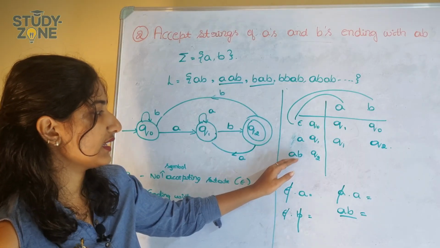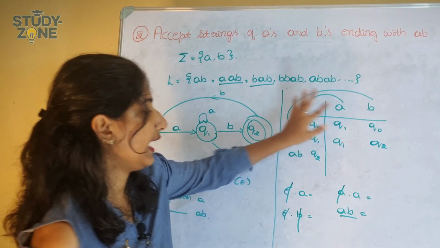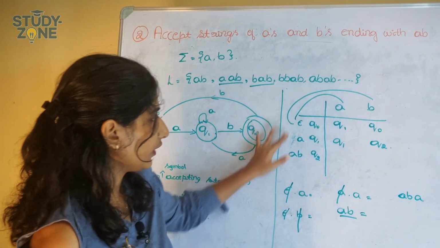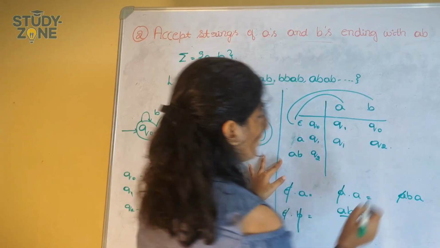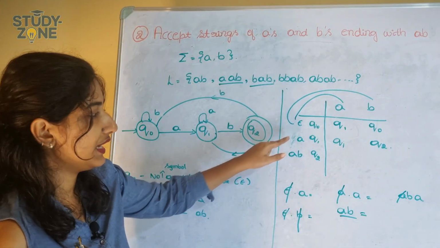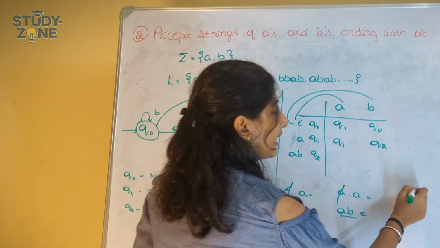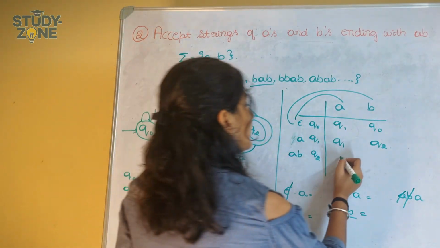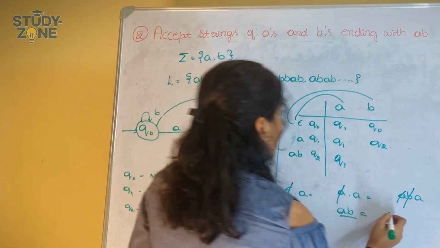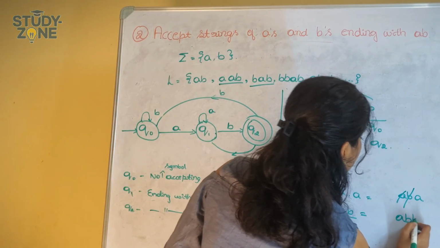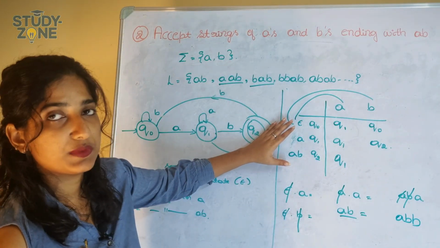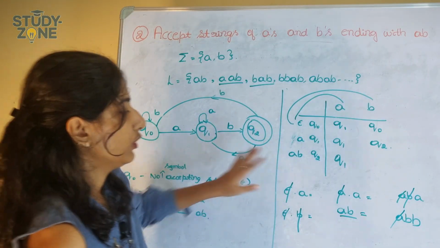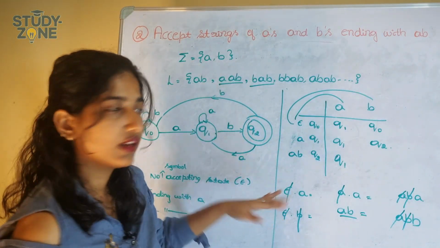Is there any state that is accepting ABA? No. Cancel out the first term. Is there any state that is accepting BA? No. Cancel out the second term. Is there any state that is accepting A? Yes. That is state Q1. Then we have ABB. Is there any state that is accepting ABB? No. BB? No. B? No.